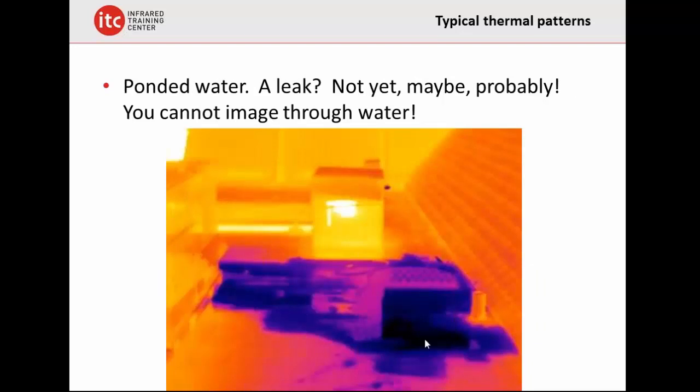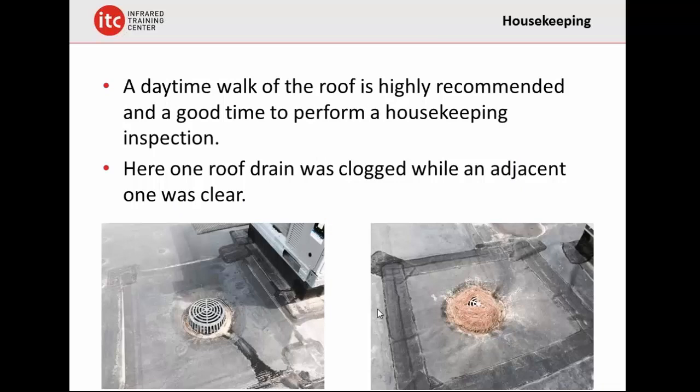Here's ponded water. So there's water sitting right on top of the roof. Is there a leak there? Well, maybe not yet. Don't know, but it's obviously a low point. Something has caused that roof to sag and collect water right there. So if there isn't a leak there yet, there soon will be. But we cannot look through water. We cannot see through water with an IR camera. So we really don't know for certain if there's water underneath there. So that's the infrared stuff.